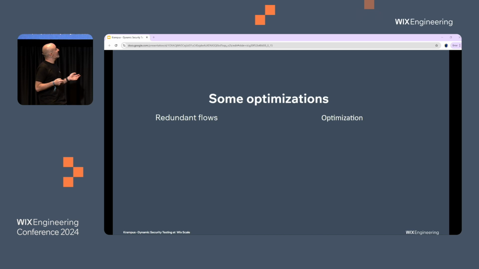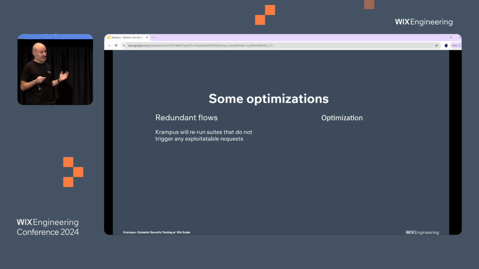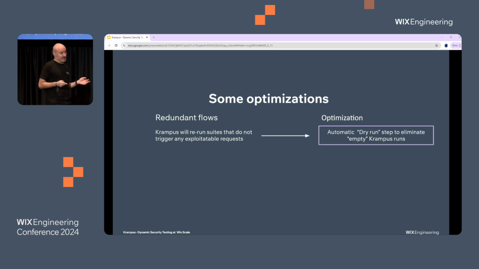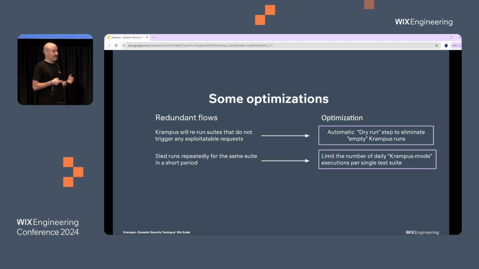We also made some optimizations. There are some flows where there's not actually any opportunity to inject anything: no URLs, no XSS, and stuff like that. So we will skip those. We have a dry run stage that runs before we decide to replay tests, and we skip the tests that don't have any injections that we can make. We also limit the number of times that we run each test, or replay each test, per day.